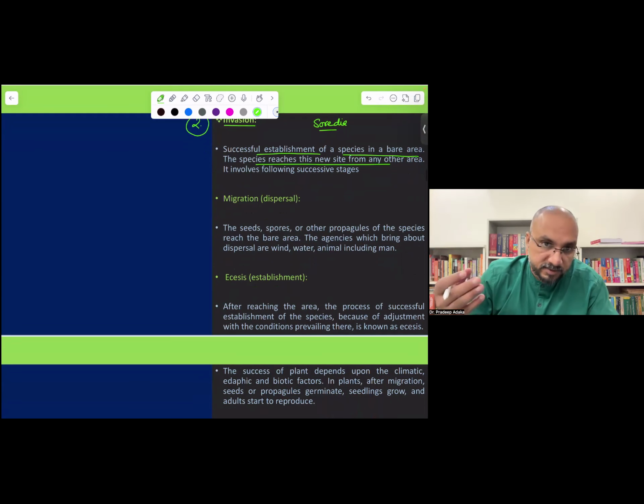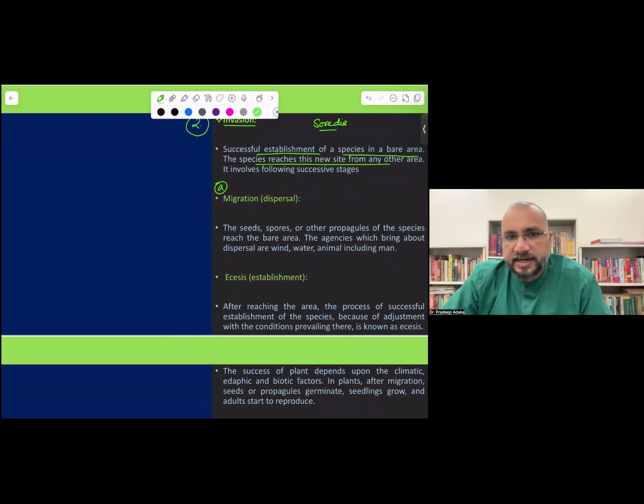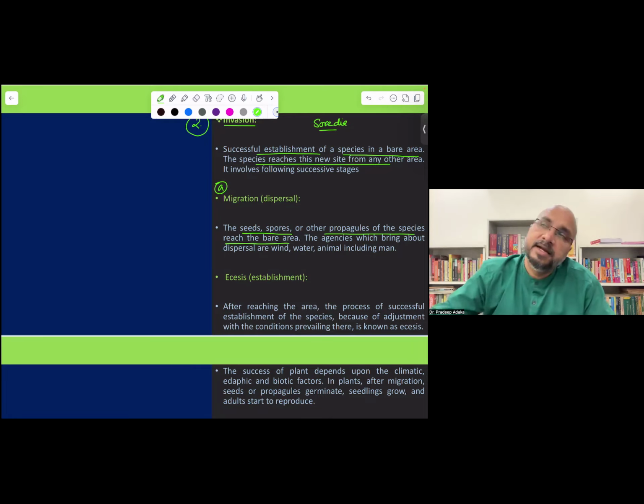Now let us see, in the invasion you have different stages. So the first stage is migration. It has to travel, it has to migrate, disperse from one area, right? So seeds, spores and other propagules of the species reach the bare area. For example, in lichens there are soredia, it will reach through air and water and some other agency. Then in invasion, first step is migration, second is establishment, ecesis as it is called, establishment.